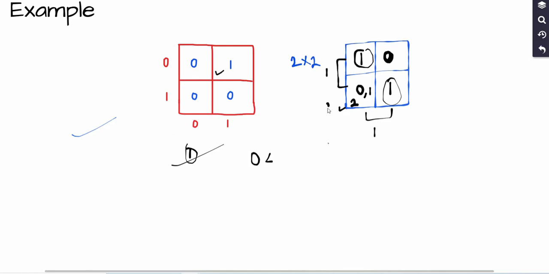Can I put 3 here? No, because if I put 3 here, then the difference between the heights of the adjacent cells will become 2, which is going beyond 1, which is not allowed. So I can put 0, 1 and 2 here. So which one am I going to put at this position?